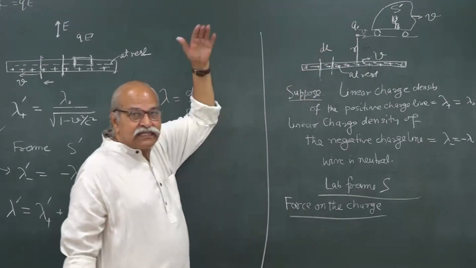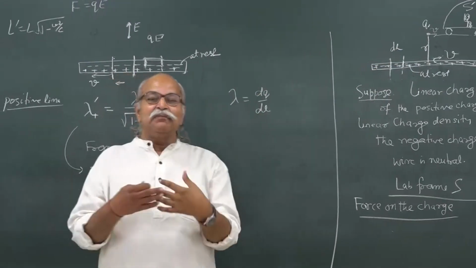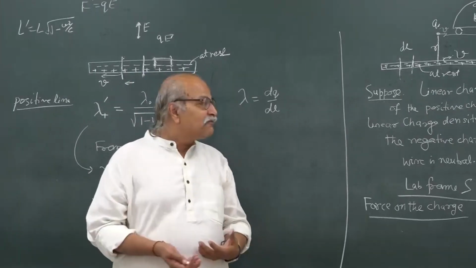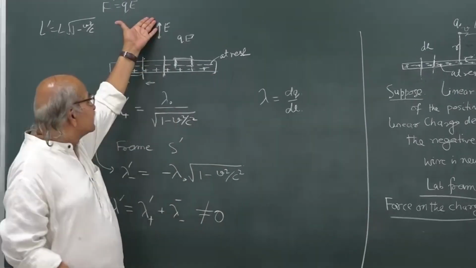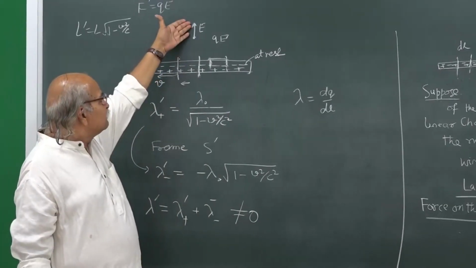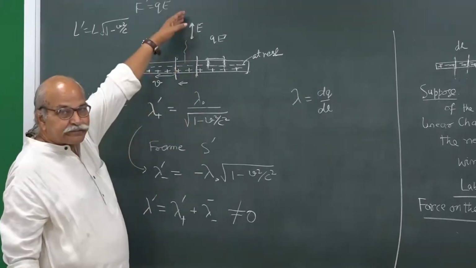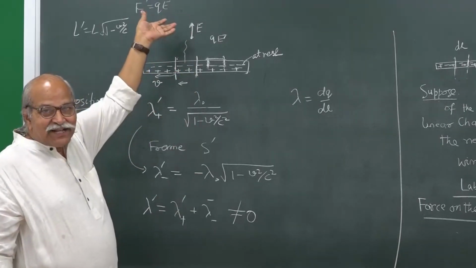But now, if I see from the trolley frame, there is a positive charge density on the wire, there is an electric field in this direction, and therefore, there is a force, and this distance keeps increasing. Now, this is very illogical.